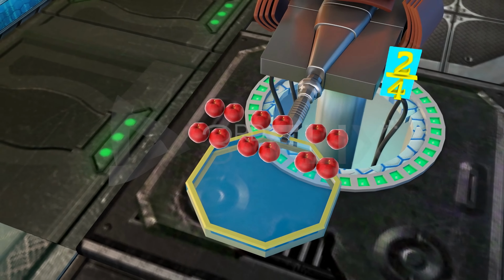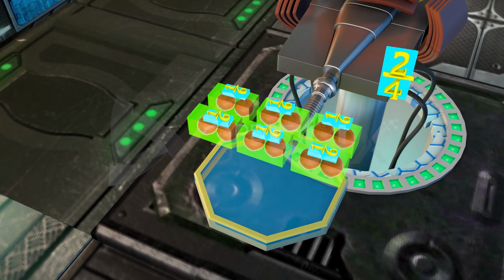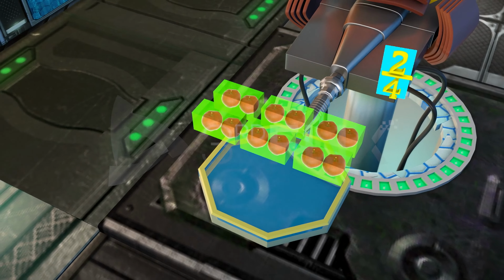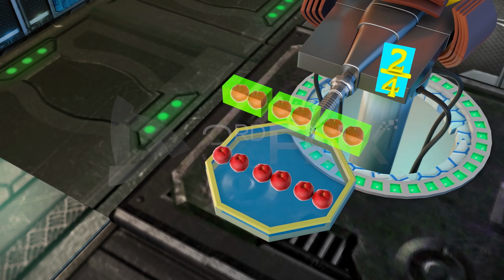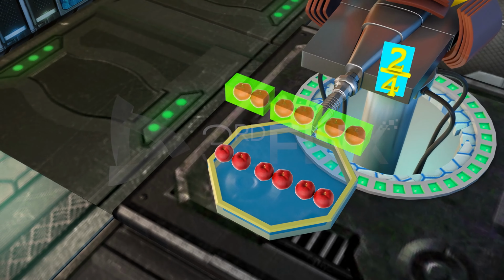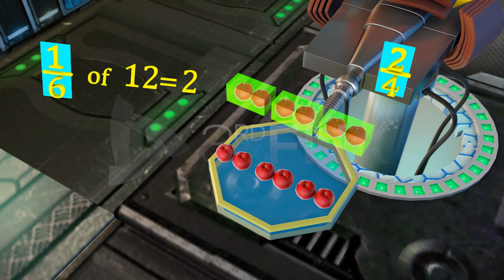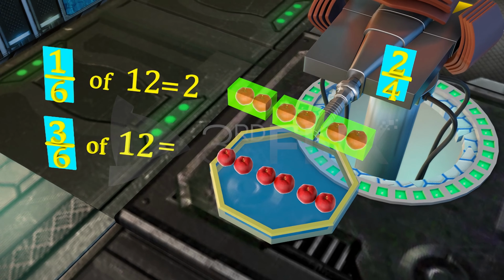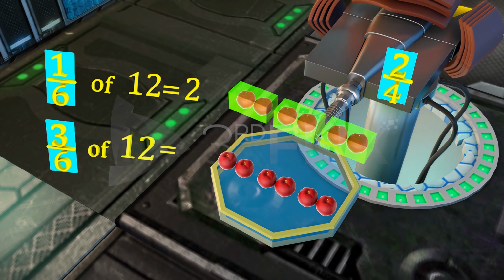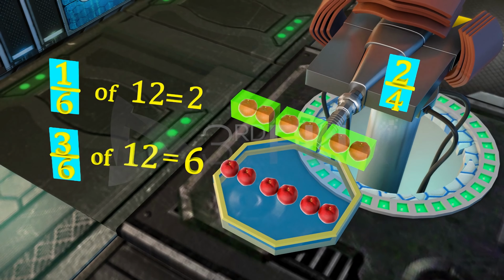Similarly, if we make 6 parts of 12 apples, each part has 2 apples. If we take 3 parts, then we get 6 apples again. 1 by 6 of 12 is 2. 3 by 6 of 12 is 3 times 2, equal to 6. In every case, we get 6 apples.